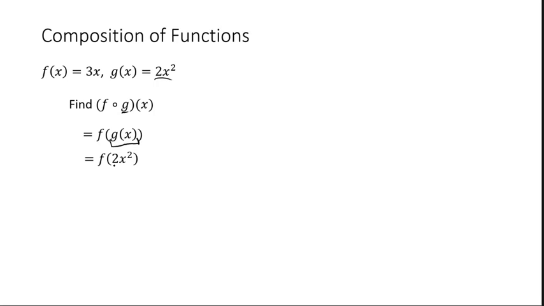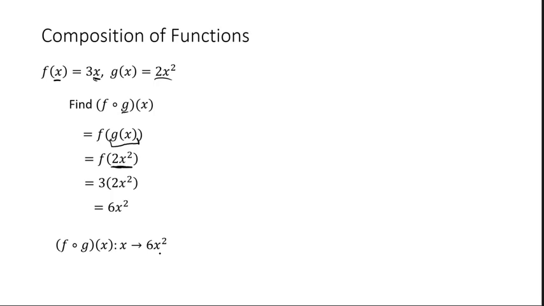And this right here is replacing x. Notice it's in place of x, meaning we plug it in place of x in that function. So the 2x squared goes in here for x to get 3 times 2x squared. And 3 times 2 is 6, so that gives you 6 times x squared. So we could say that this composition of f of g of x maps x to 6x squared.